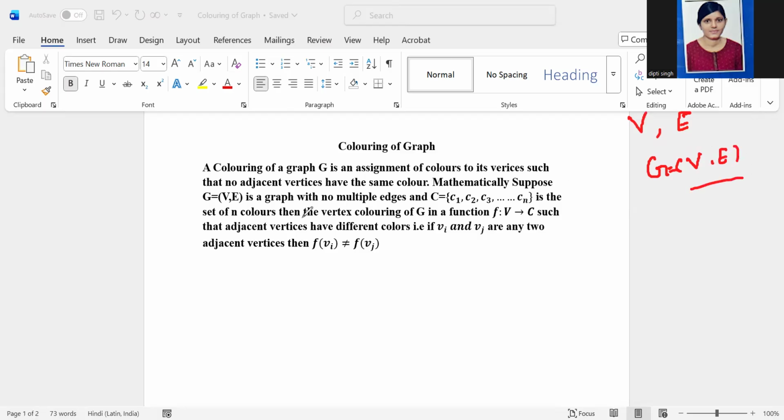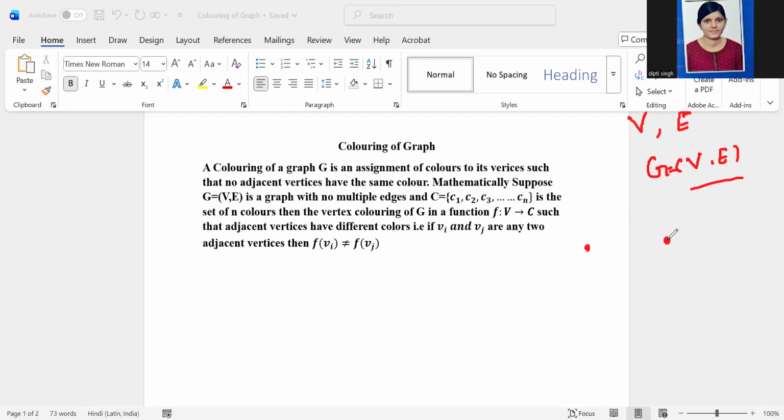Mathematically, suppose G equal to (V, E) is a graph with no multiple edges and C equal to {C1, C2, ..., Cn} is the set of n colors. Then the vertex coloring of G is a function f from V to C such that adjacent vertices have different colors. That is, if Vi and Vj are any two adjacent vertices, then f(Vi) is not equal to f(Vj). Okay, so there is a word, adjacent vertices.